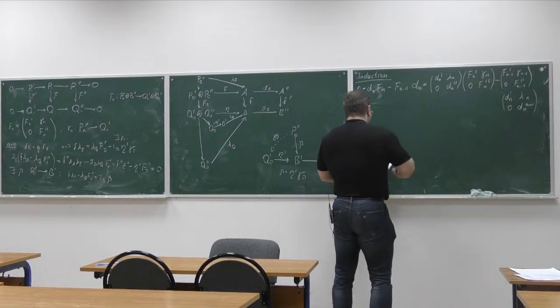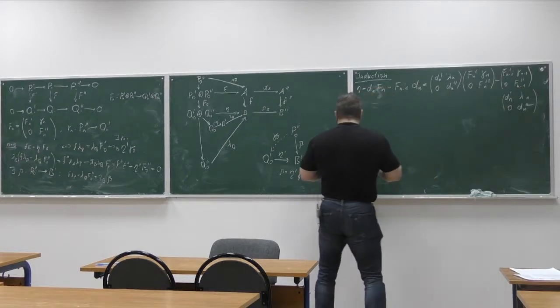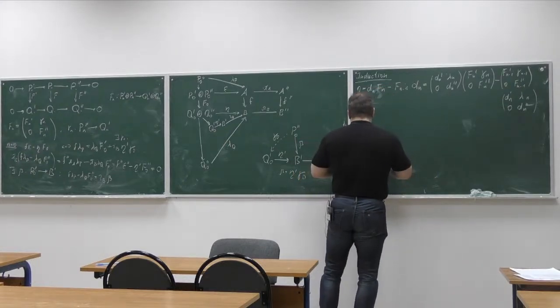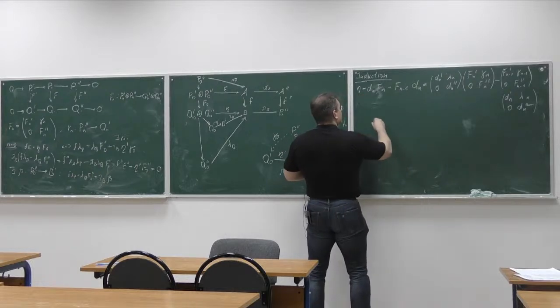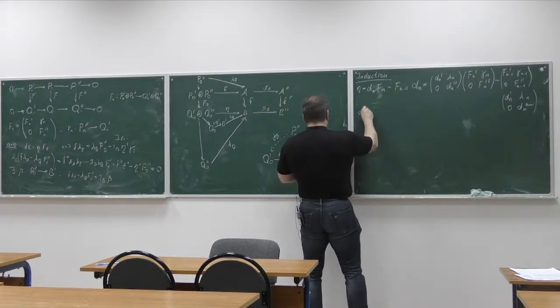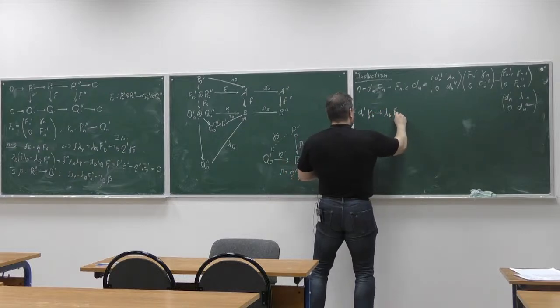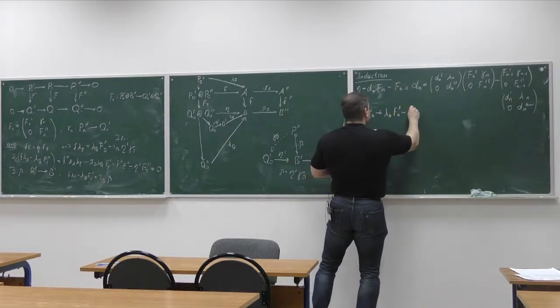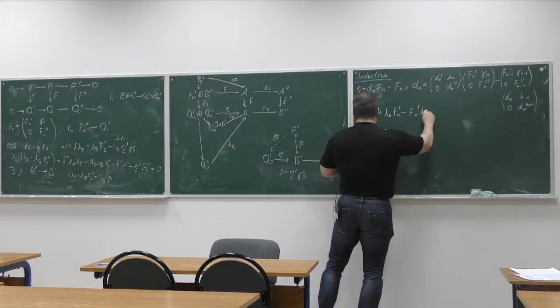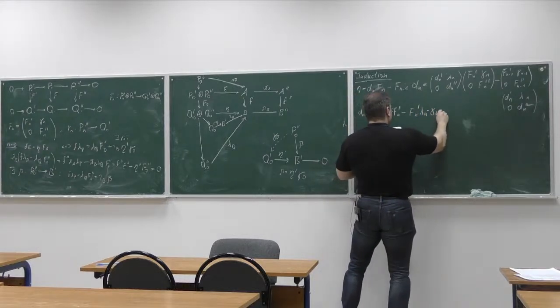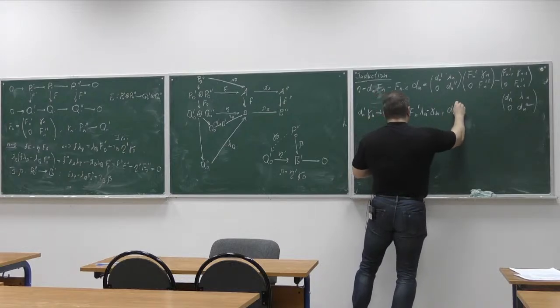Okay, so now let's go from these 2 by 2 matrices to the scalar equations. It will be the following equation: dn prime gamma n plus lambda n fn double prime minus fn prime lambda n minus gamma n minus 1 dn double prime.